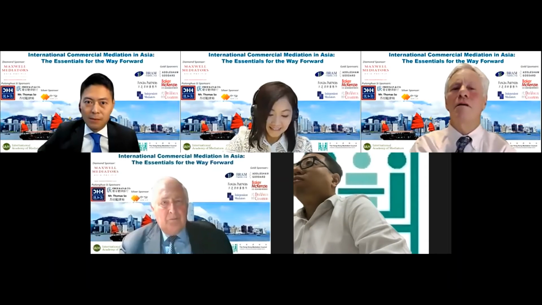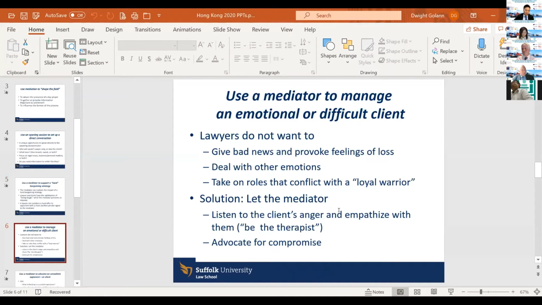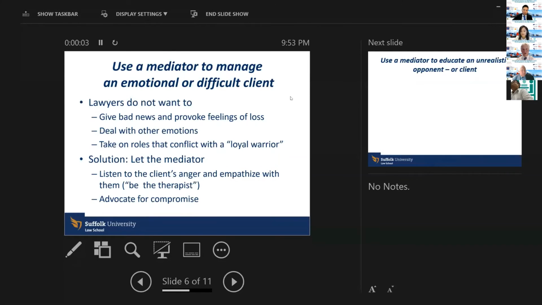Well, I think the first thing, and I do think that advocates have difficulty with it, is that they're in the role of loyal warrior. So they really have difficulty giving bad news, which provokes feelings of loss, and dealing with the other kinds of emotions, the empathy that you talk about. So I see them, and I think one of the most useful things I can do is to listen to the client's anger or loss, and empathize with them. You could say I'm a therapist, but of course I'm not a therapist. But then again, my role is much looser, or more plastic, than an advocate's. I can be an advocate for compromise, of course.